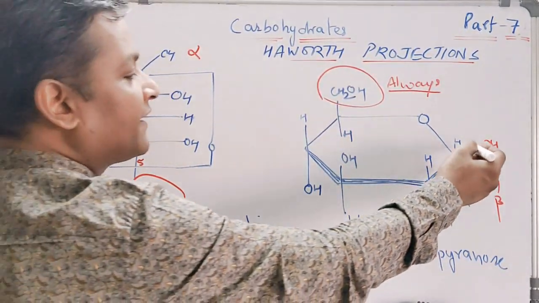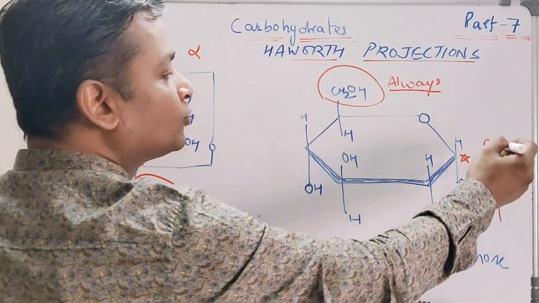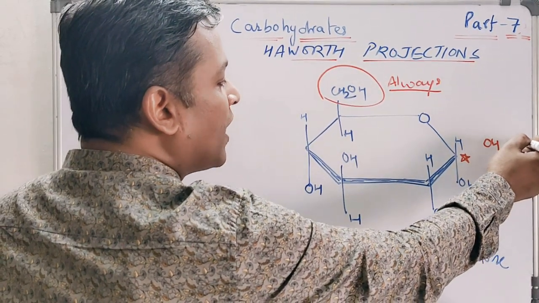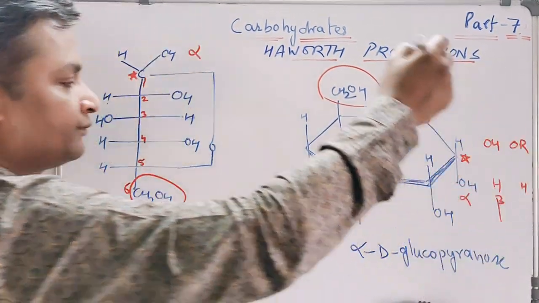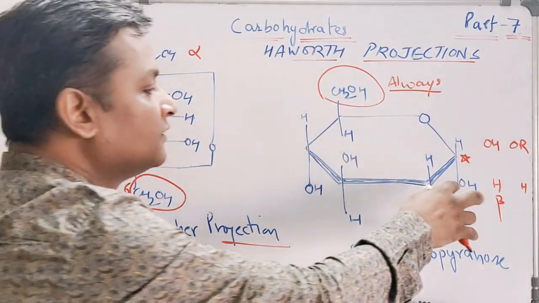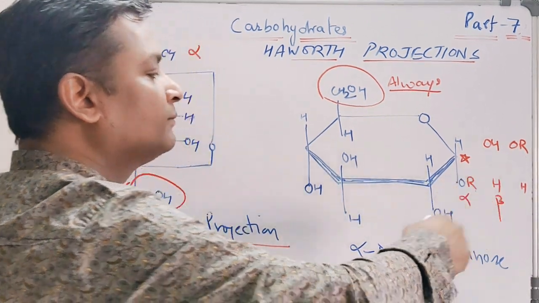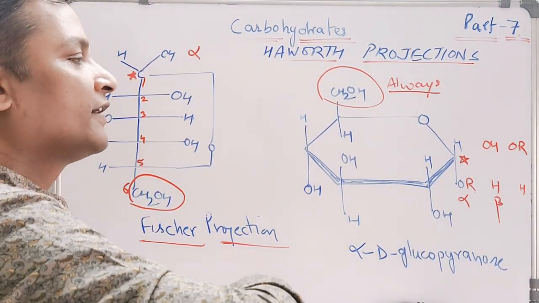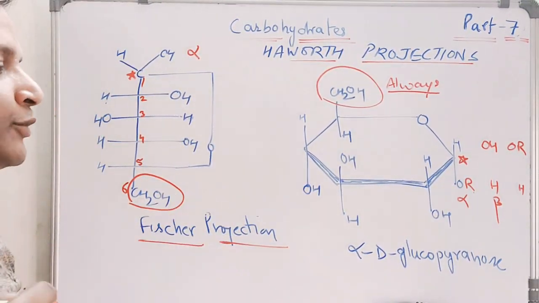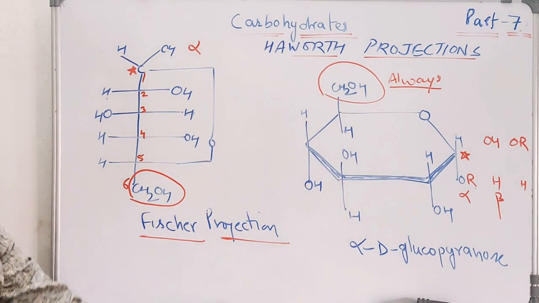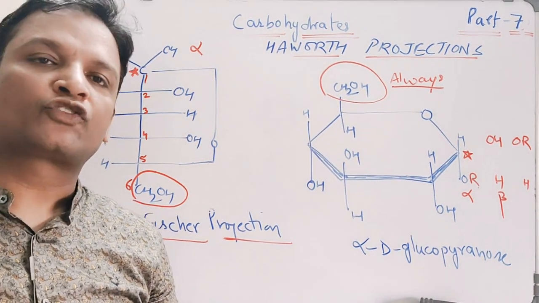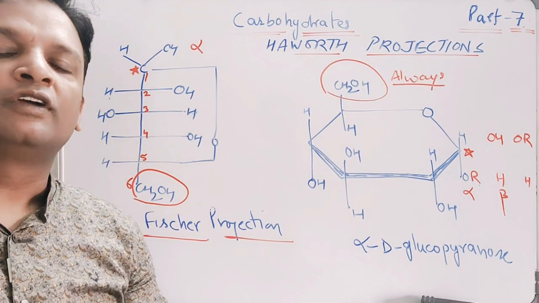So this is the hemiacetal form. If I change this OH by suppose OR, it becomes the acetal form of our glucose. I will discuss that. So we have discussed the Haworth projection of glucose.